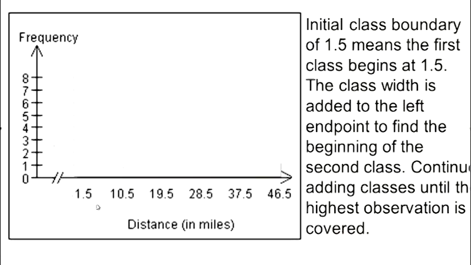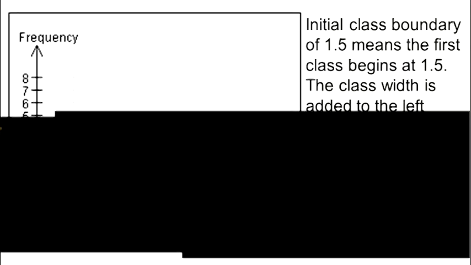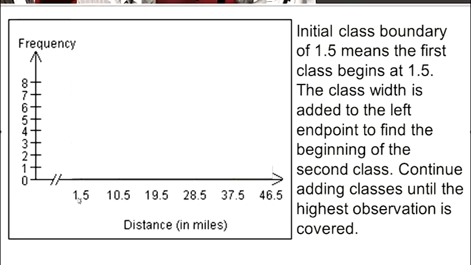Our endpoints are going to be starting with 1.5, and then our class width being 9, you add the class width to the left endpoint to find the beginning of the second class. Since our class width is 9, I take 1.5 plus 9, get 10.5. Plus 9, get 19.5. Plus 9, plus 9, and plus 9.